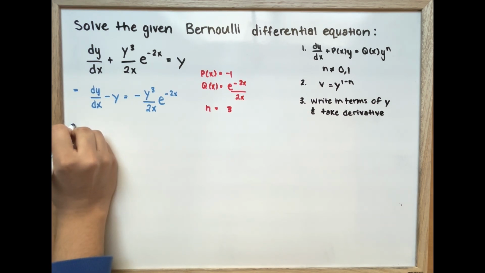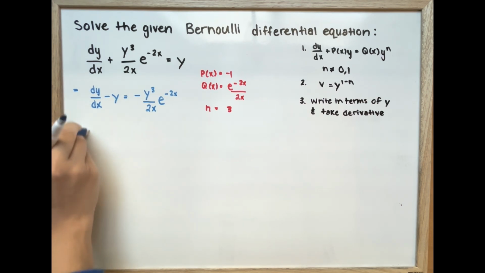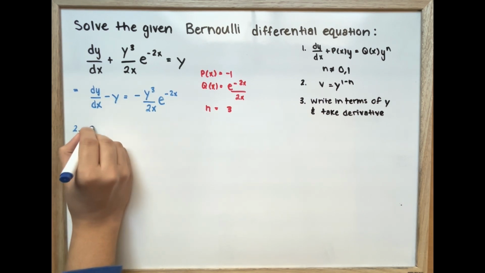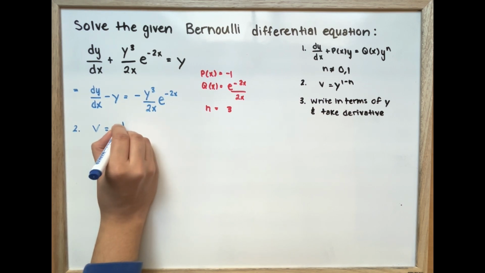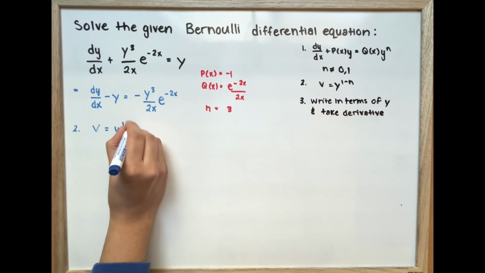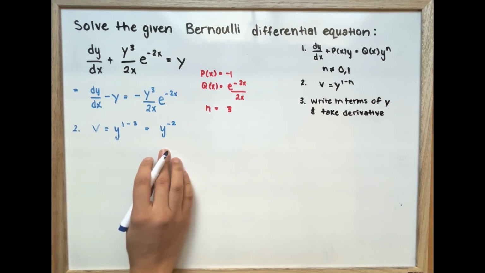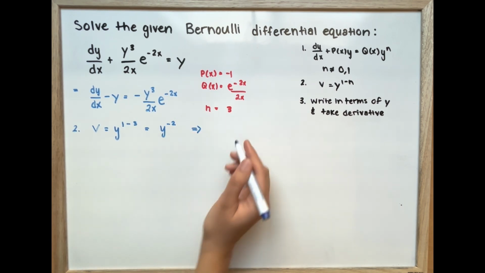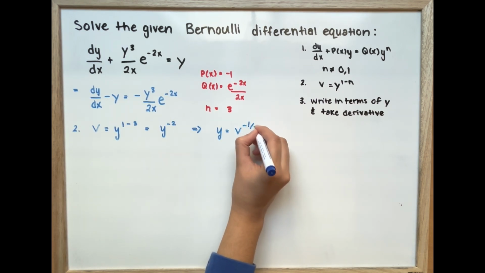So for our second step, we are going to set our v equal to y to the power of 1 minus our n, which is 3. So we're going to get y to the power of negative 2. So now we're going to rewrite this in terms of our y. So our y is going to equal v to the power of negative 1/2.